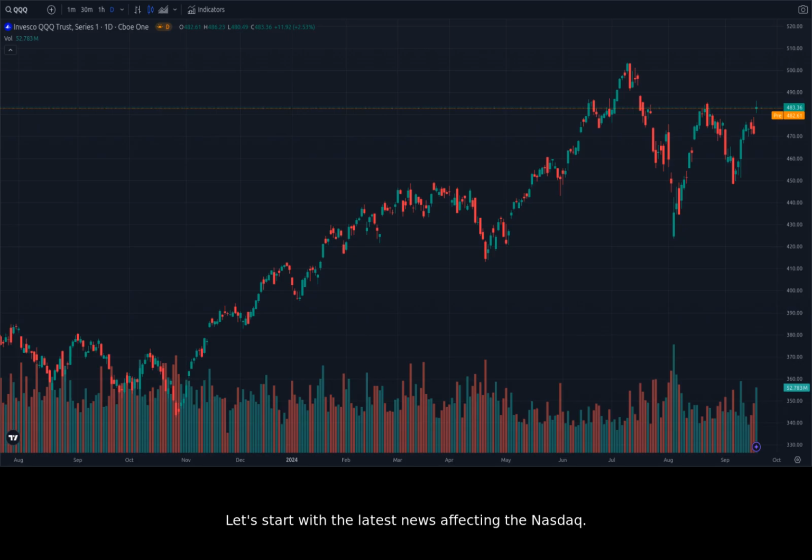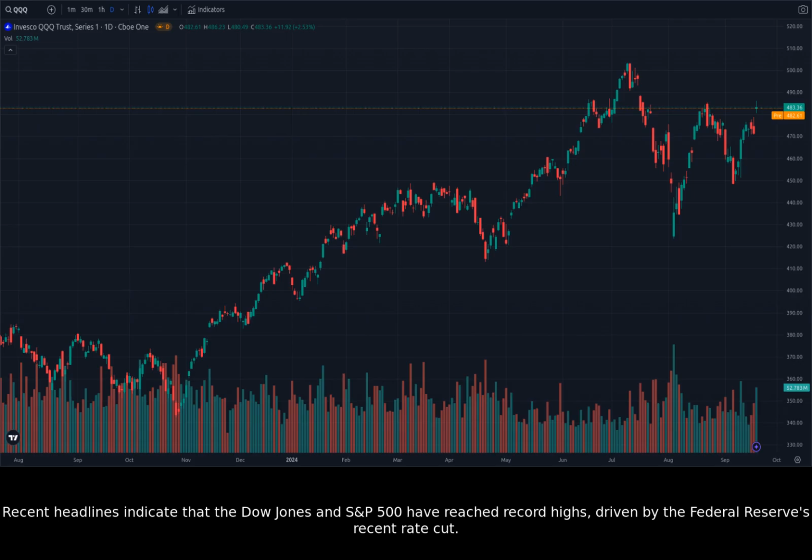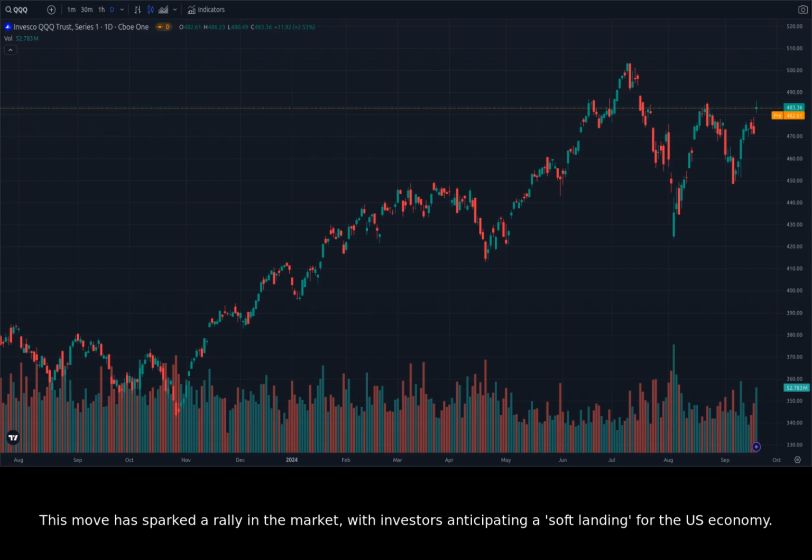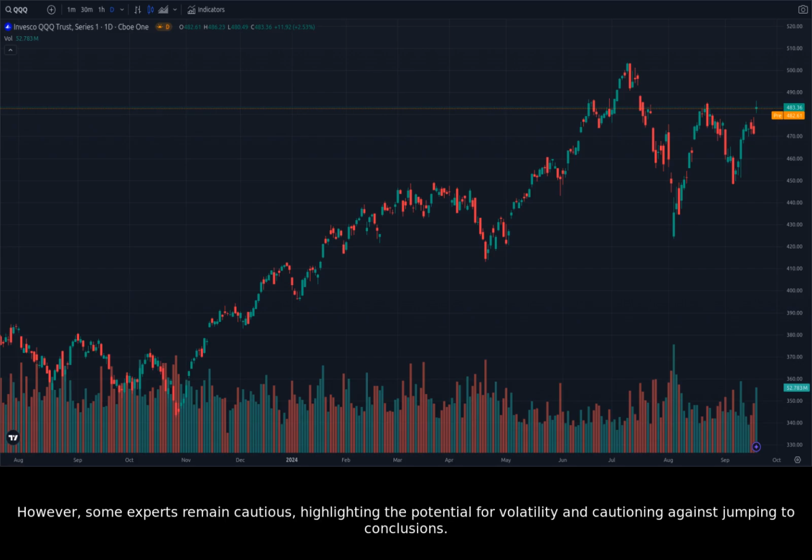Let's start with the latest news affecting the Nasdaq. Recent headlines indicate that the Dow Jones and S&P 500 have reached record highs, driven by the Federal Reserve's recent rate cut. This move has sparked a rally in the market, with investors anticipating a soft landing for the U.S. economy. However, some experts remain cautious, highlighting the potential for volatility and cautioning against jumping to conclusions.